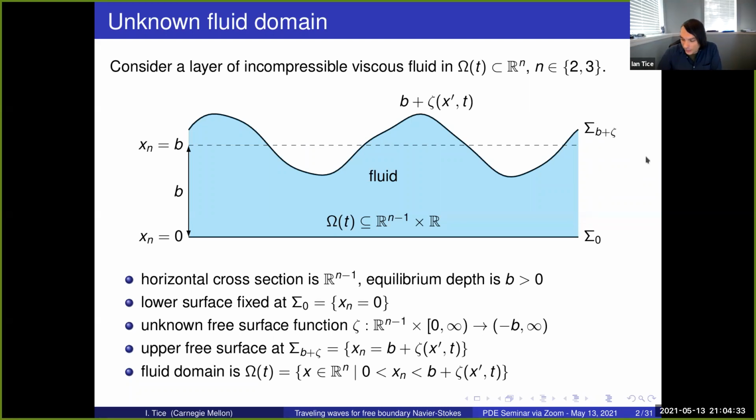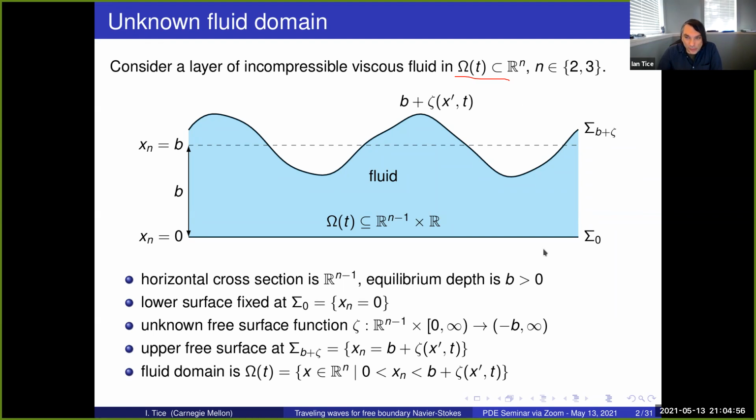So the idea here is that we're going to consider a layer of incompressible viscous fluid in dimensions where the physical dimensions are 2 and 3, but actually the results that I'm going to prove will be valid in any dimension bigger than or equal to 2. And we'll have a moving domain omega of t that's actually part of the problem. It's an unknown in the problem.